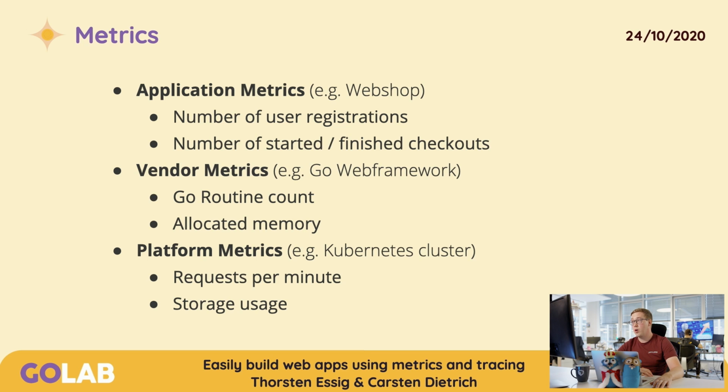Then there are obviously vendor metrics that are specific to the language or framework you're using. For our case, Go, for example, the Go routine count is interesting, or the allocated memory. And obviously our applications need to run somewhere, and to also have infrastructure related data, we need platform metrics that show how much storage is used or how many requests are coming in. And that's especially important if you have an application that is sharing its host with another application.